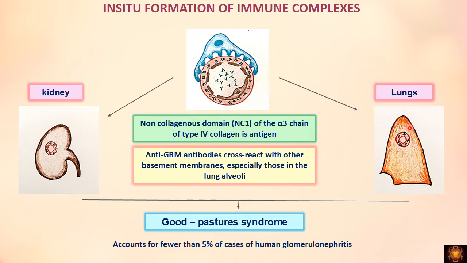So when we have this cross reaction and involvement of the lungs, this condition we call Goodpasture syndrome. And this condition, the glomerulonephritis by this one, accounts for fewer than 5% of the cases of human glomerulonephritis. So if you have involvement of the kidney along with the lung, where the antigen is the NC1 domain of type 4 collagen, then the condition we call Goodpasture syndrome.